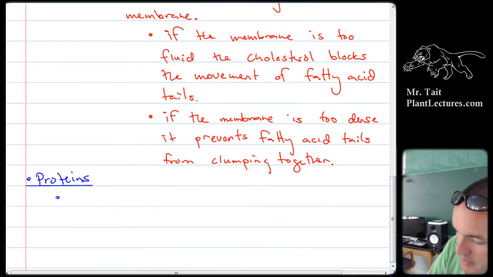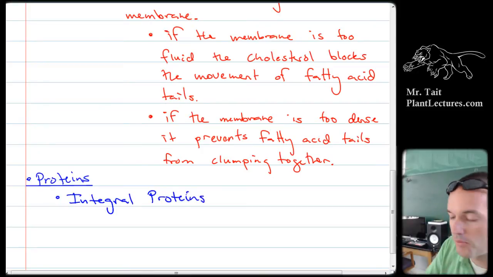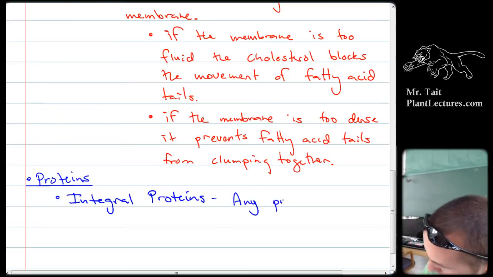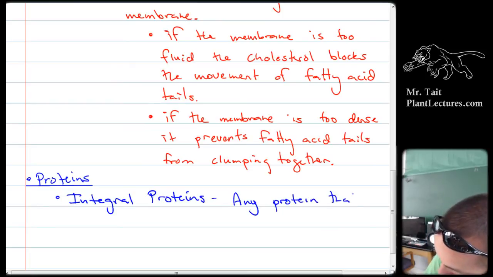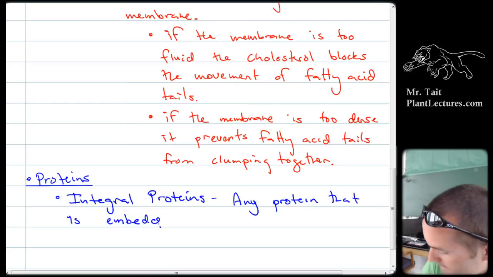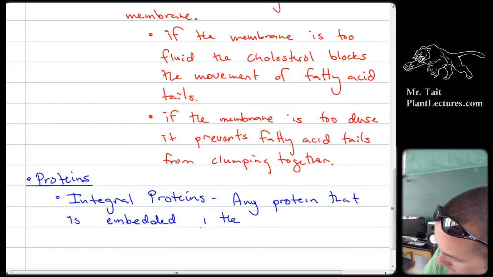So there's a couple different types of proteins, and we've drawn a couple different types. The first type we're going to talk about are integral proteins. Integral proteins are any protein that is embedded in the membrane, in the plasma membrane.